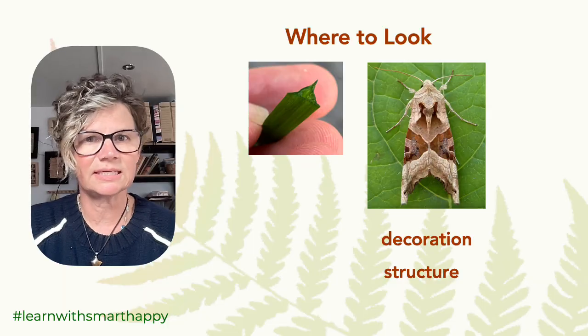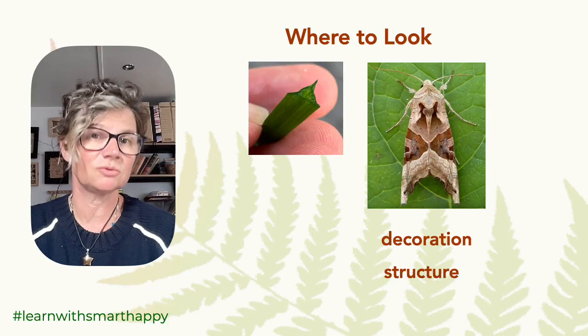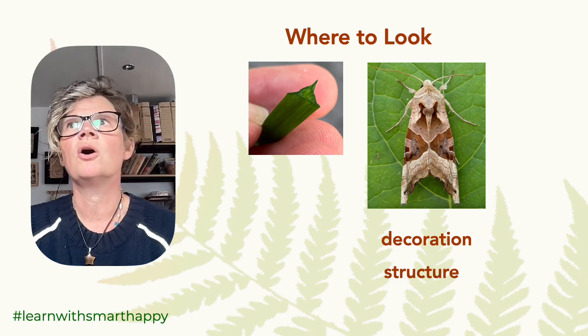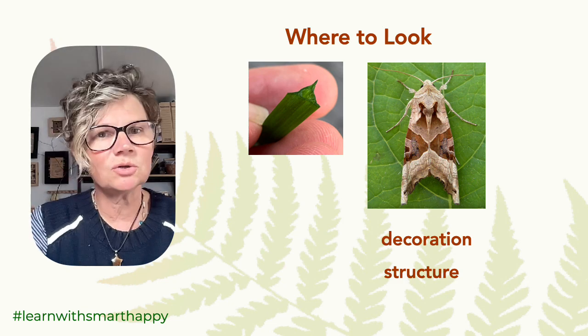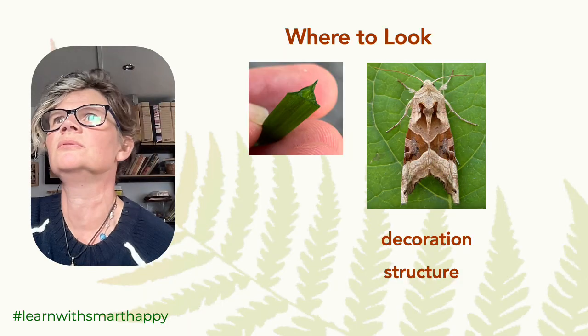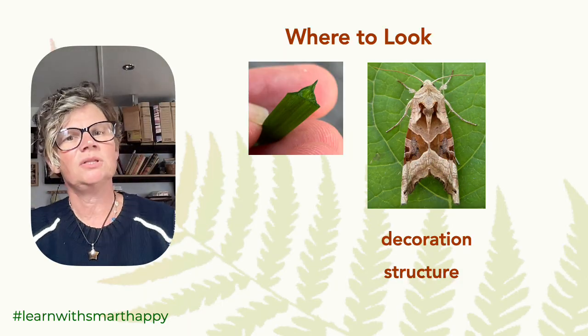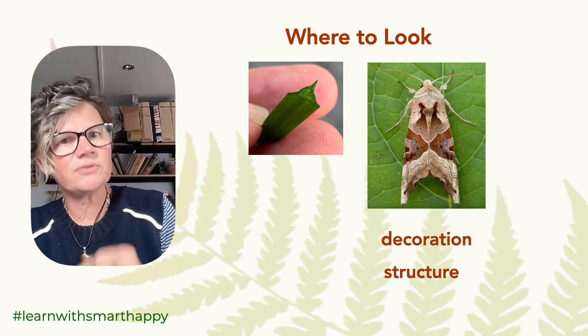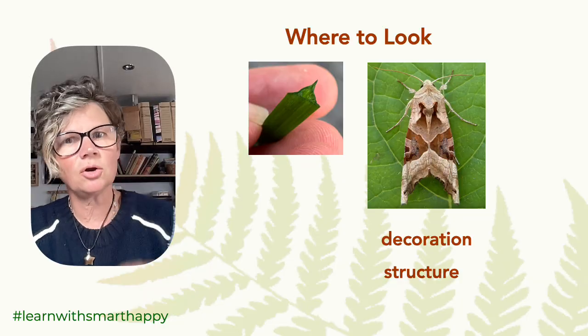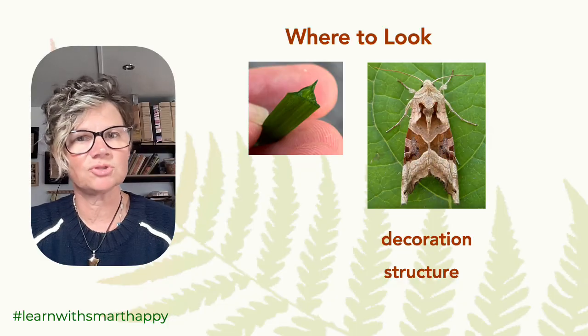Structure, this is the second area. The photograph on the left is a cross section through the stalk of a three-cornered leek, which is a sort of garlic, an allium that you find on the roadside. The stem of the plant is actually a column which is triangular in shape. So that's an example of structure.